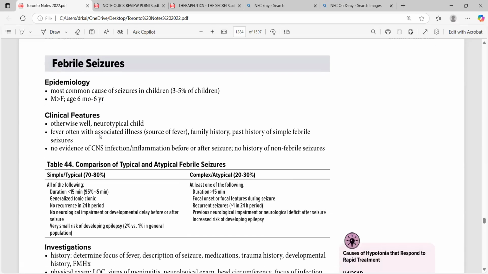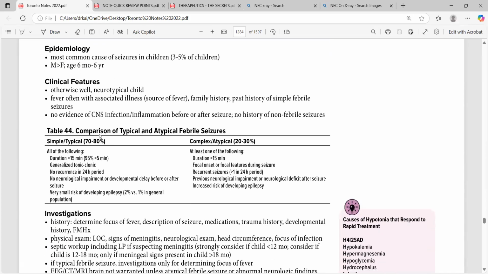Febrile seizure is one of the most common seizures. Wherever you have any child who has fever and is presenting with a seizure, or if they present with a seizure for the first time, always think of febrile seizure before labeling that they have epilepsy.